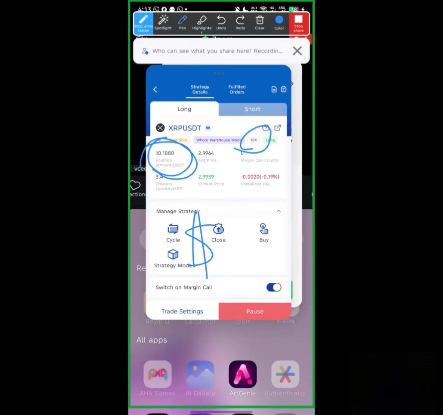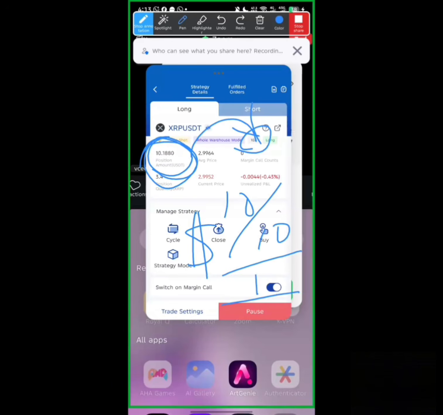So they will say, now I have bought $10, so they will divide $10 by my leverage. $10 divided by 10 will give us what? It will give us 1. So they will remove just $1 from my capital, but I am holding a position of $10.